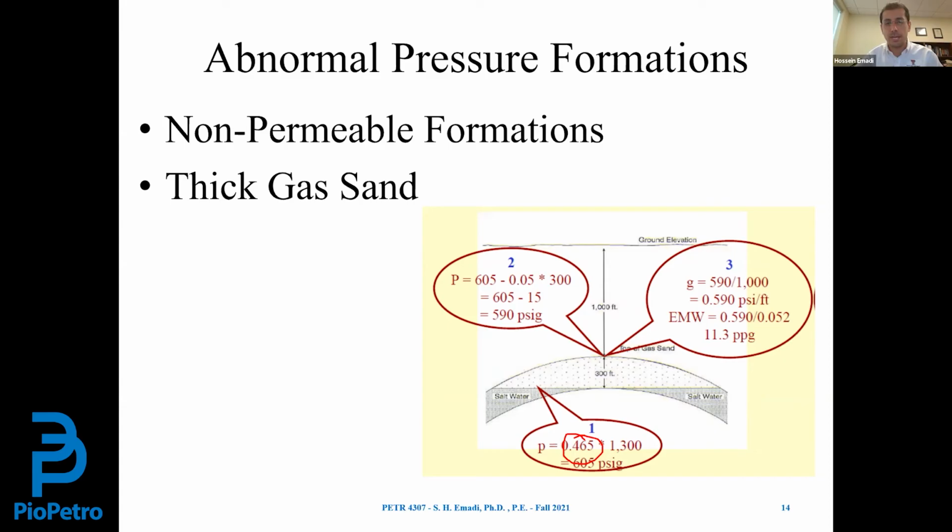The pressure at the gas-water contact can be easily calculated by multiplying the TVD, which is 1,300 feet, by the pressure gradient, which is the normal pressure gradient 0.465. So the pressure at the gas-water contact is 605 psig.